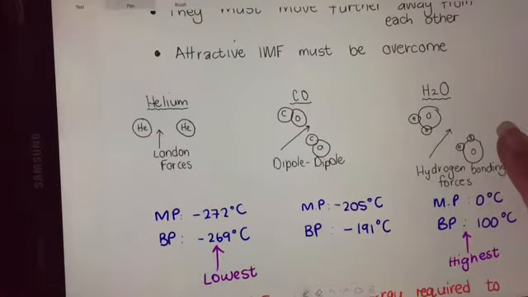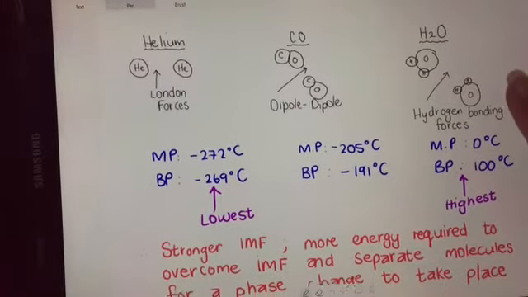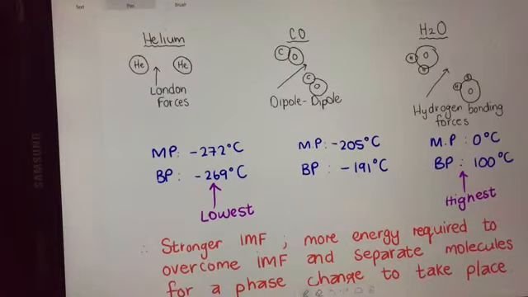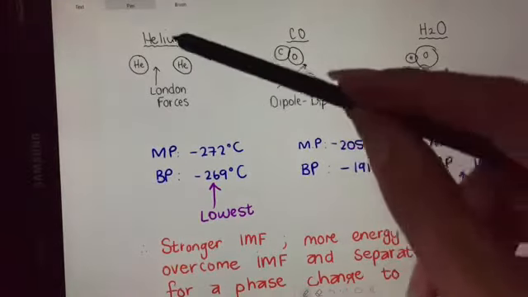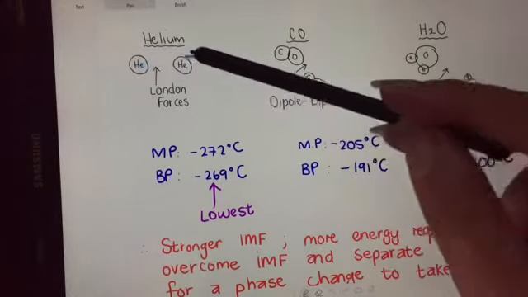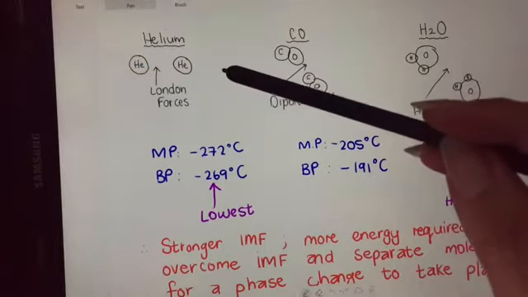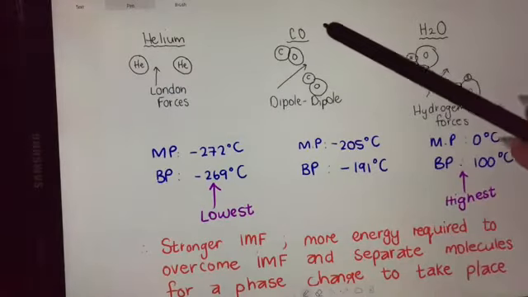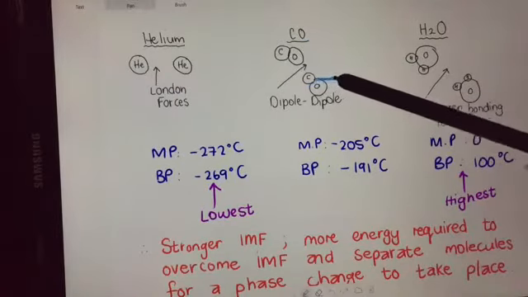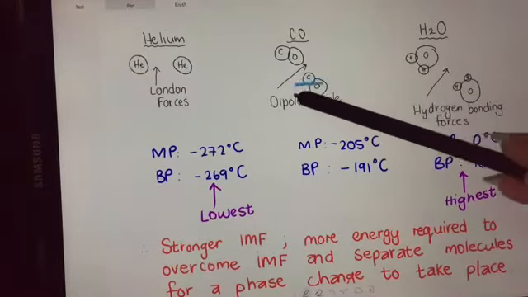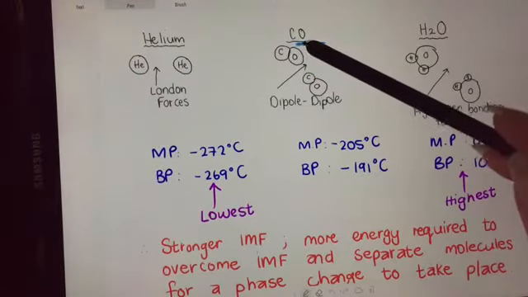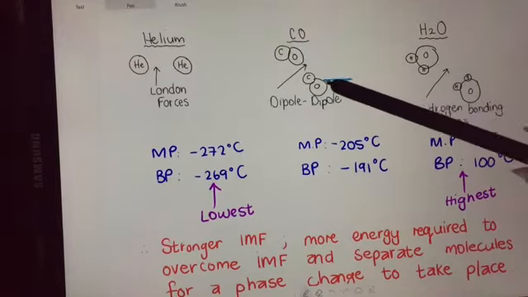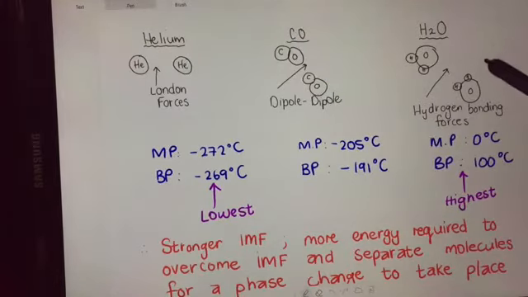So to explain this a little bit better, I've got an example over here that you can take a look at. For helium, we've got helium atoms. We know they are nonpolar, so the forces between them will be London forces. Between carbon monoxide molecules, we've got dipole-dipole forces because carbon monoxide is a polar molecule. That one's a polar molecule as well. And between water molecules, we'll have hydrogen bonding forces.